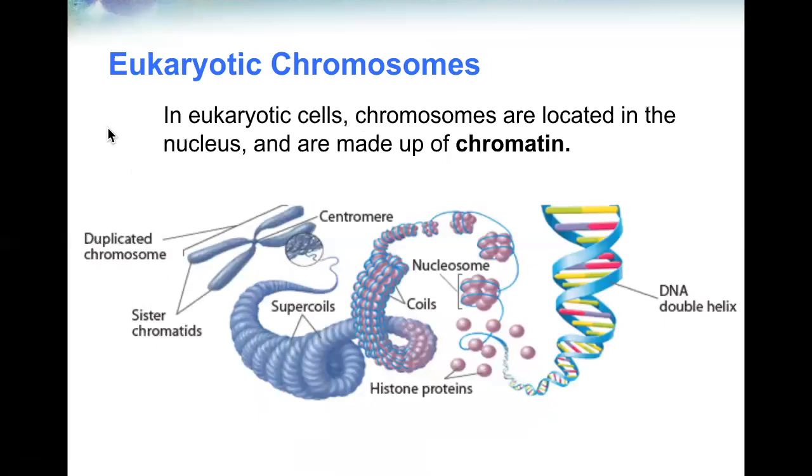In eukaryotic cells, chromosomes are located in the nucleus and are made up of chromatin. Sister chromatids, with a centromere that connects them, are duplicated chromosomes. They're made up of a supercoil, which is made up of nucleosomes with histone proteins that are all wrapped around the DNA double helix.